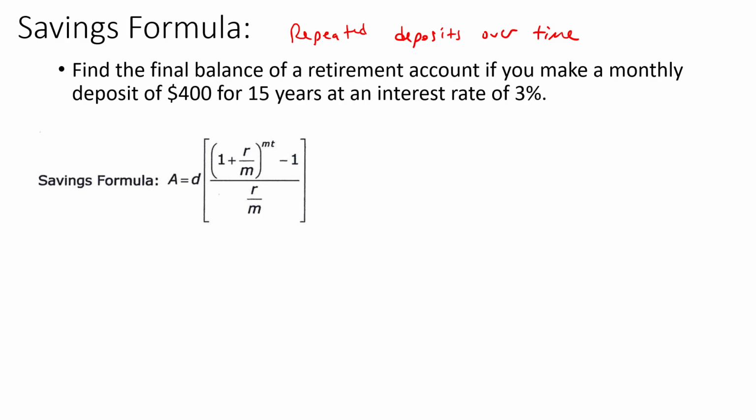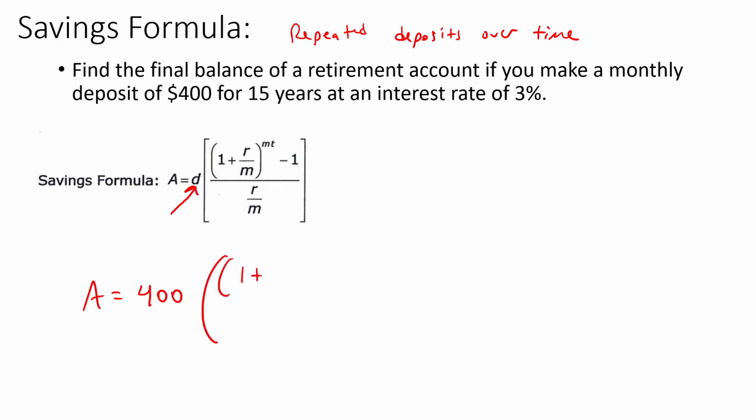Okay, so here's an example. You are making a monthly deposit of $400. That is what D stands for in this formula. Again, all the other letters stand for the same thing as before. 15 years at an interest rate of 3%. Okay, so setting this up, now this is a little more to calculate.